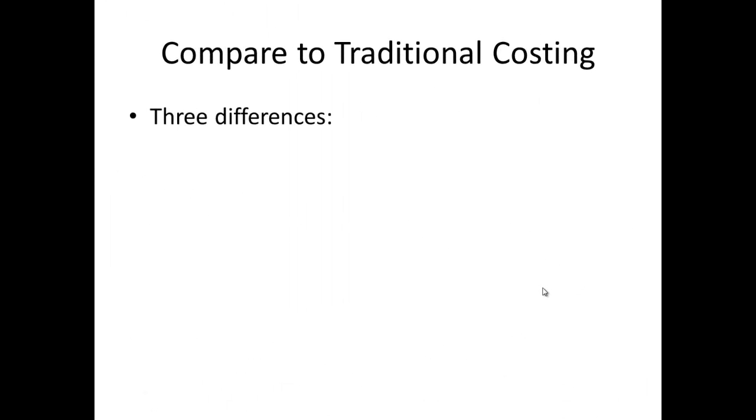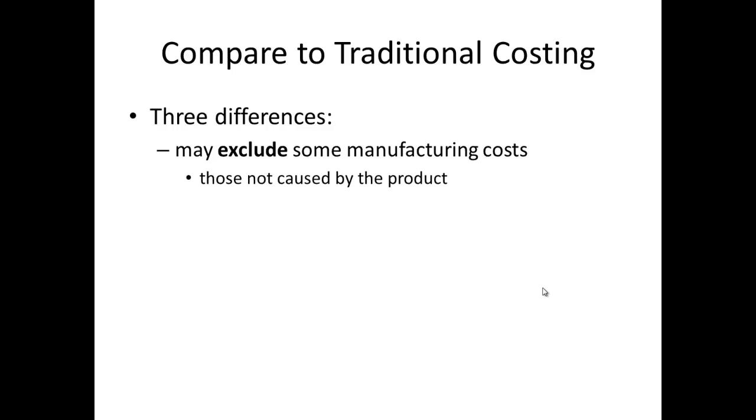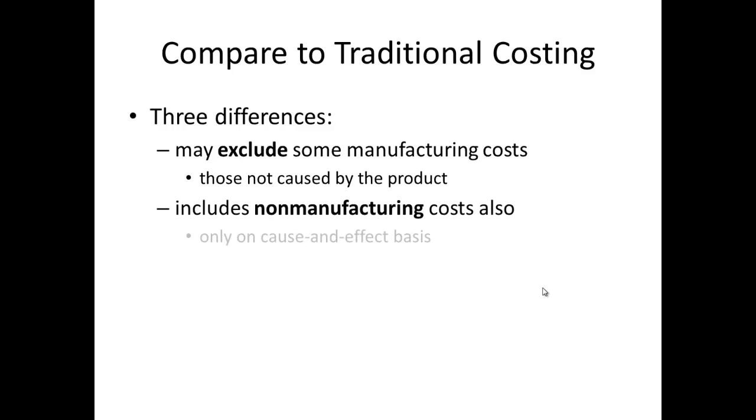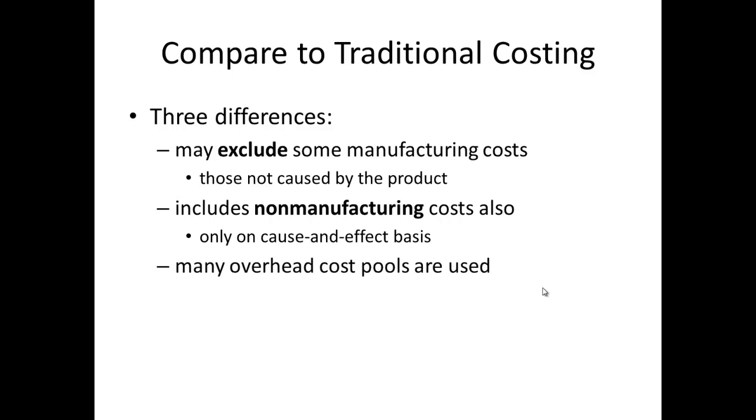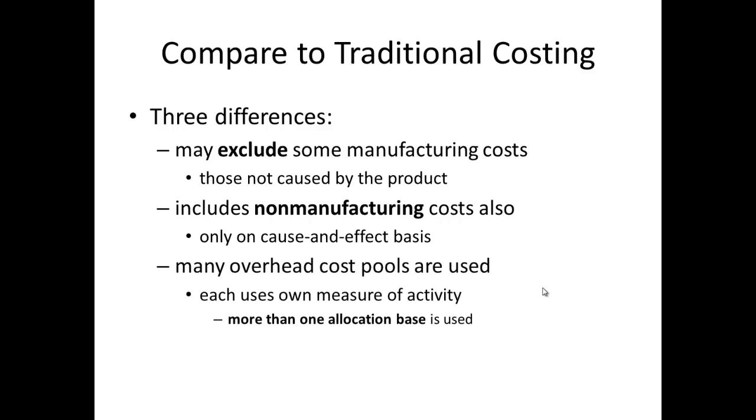When we compare this to traditional costing systems, there are three primary differences. Activity-based costing may exclude some of the manufacturing costs, those that are not caused by the product. It will include some non-manufacturing costs, but only on a cause and effect basis. One other thing to note about ABC is that many different overhead cost pools are going to be used. Each is going to use its own measure of activity, and we're going to have more than one allocation base that's going to be used.